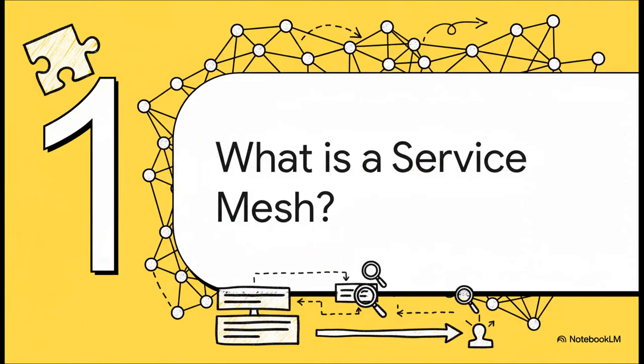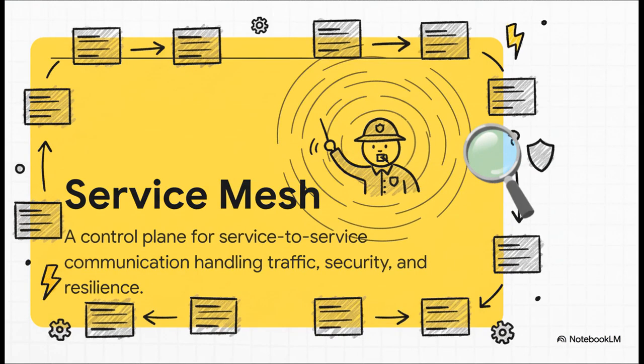Okay, so to really get how this works, we've got to break down the key pieces. Let's start with the first part of our magic formula, the service mesh. What is it? Honestly, the best way to think of a service mesh is like a super smart traffic cop for all your microservices. It's this dedicated layer that lives right alongside your applications, and its whole job is to manage all the communication flying between them. Super important point, it's not part of your business logic, it's pure infrastructure.